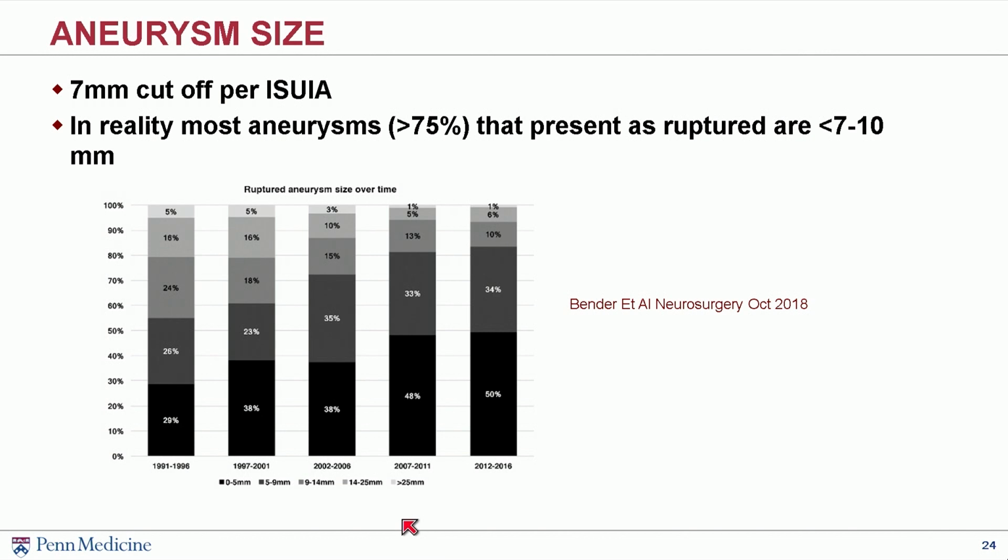But as we know, this is not really true, as has been shown by subsequent studies. In fact, one of these studies, published in 2018, shows that more than 75% of the aneurysms that present as ruptured are less than 7 to 10 millimeters. And this is the graph that shows, over the years between 1991 and 2016, how aneurysms that are 0 to 5 millimeters make up almost 50% of all ruptured aneurysms at this particular center.